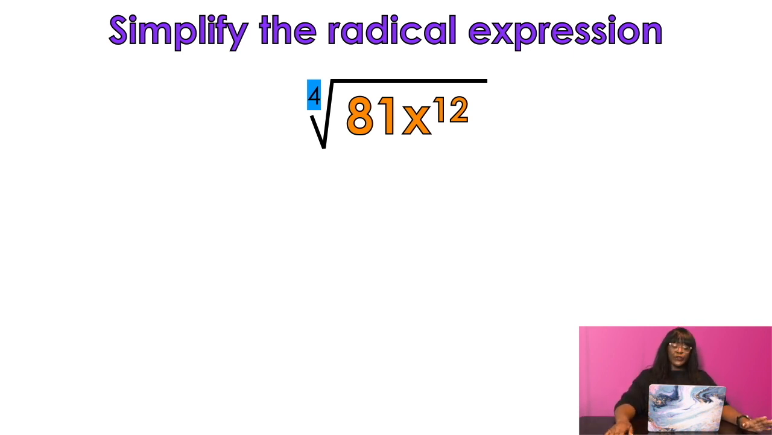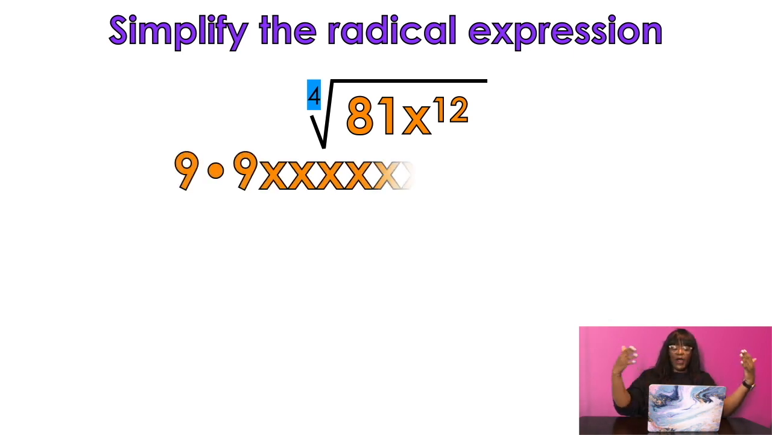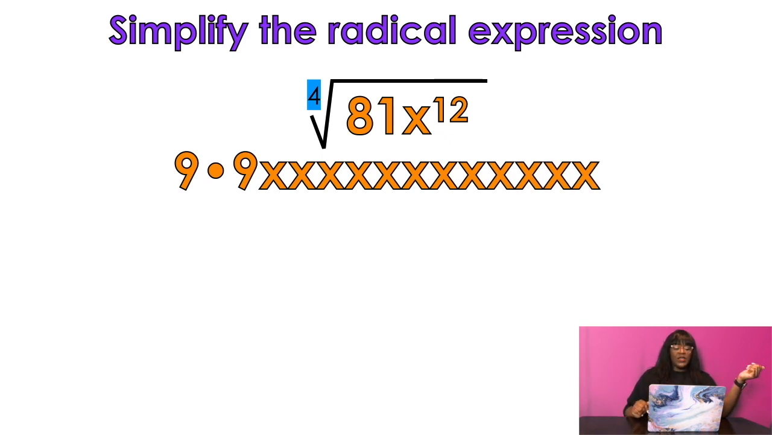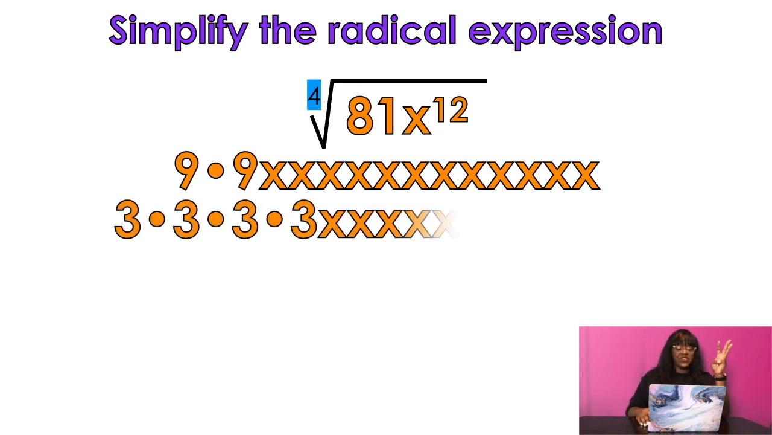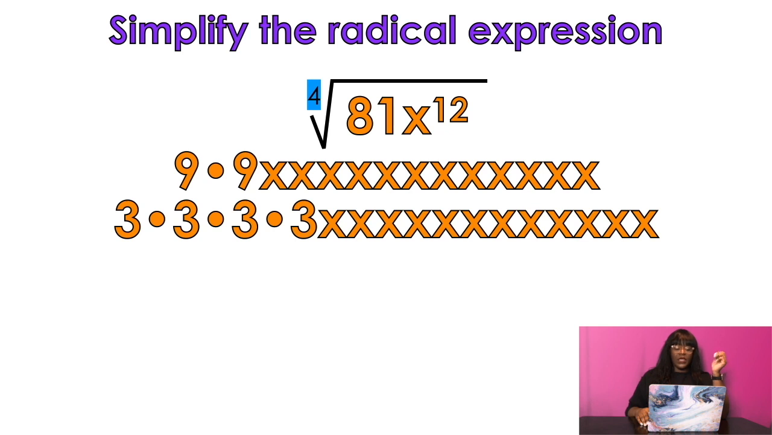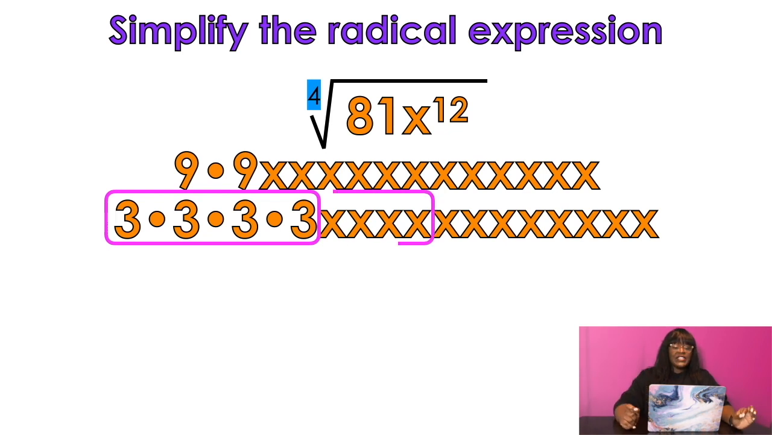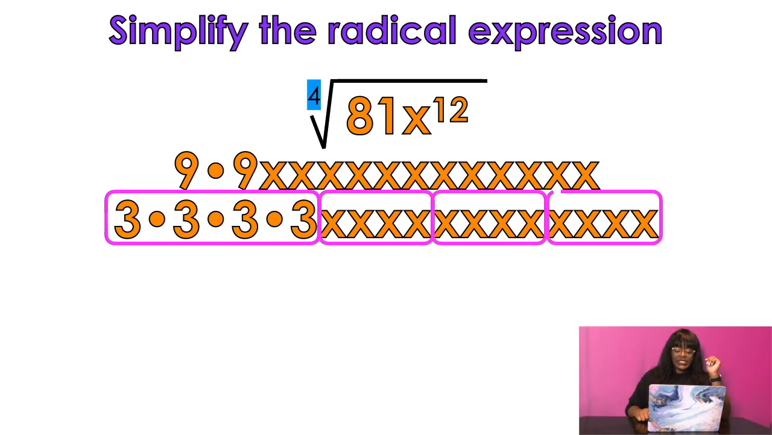Let's say I have the 4th root of 81 x to the 12th. I'm going to break apart 81 to be its prime factorization, and I'm going to break apart that x to the 12th. So right now I have 9 times 9 and then 12 x's. I'm going to break apart the 9's into 3 times 3. Still got 12 x's. So now I'm going to make my groups of 4 because I'm dealing with a 4th root right now. So I'm going to circle my 3's because I have 4 3's. Circle 4 x's, another 4 x's, and another 4 x's.